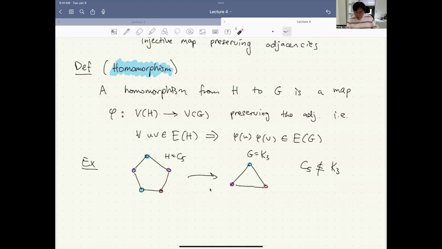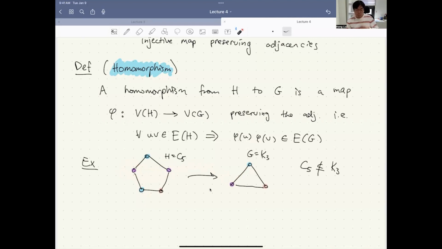For any 2 vertices, let's check. Let's pick these 2 vertices. So this purple vertex is mapped here. This blue vertex is mapped here. That's their image. If they are adjacent, their images are also adjacent. You can check for every edge. This is true. And this picture just means all the purple ones get mapped to here. It's not injective here.